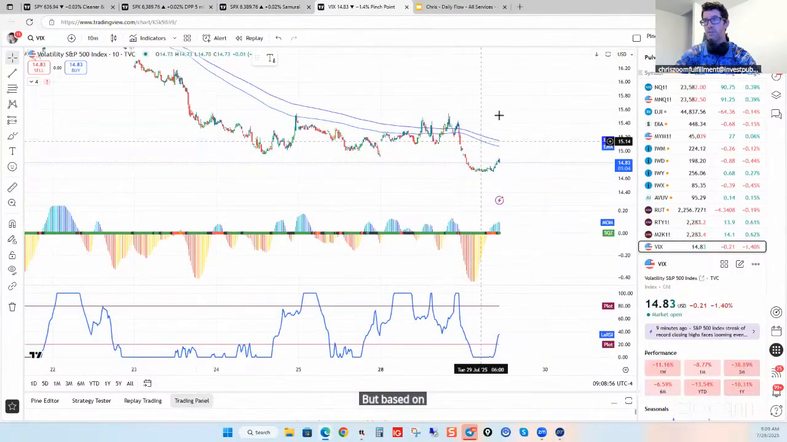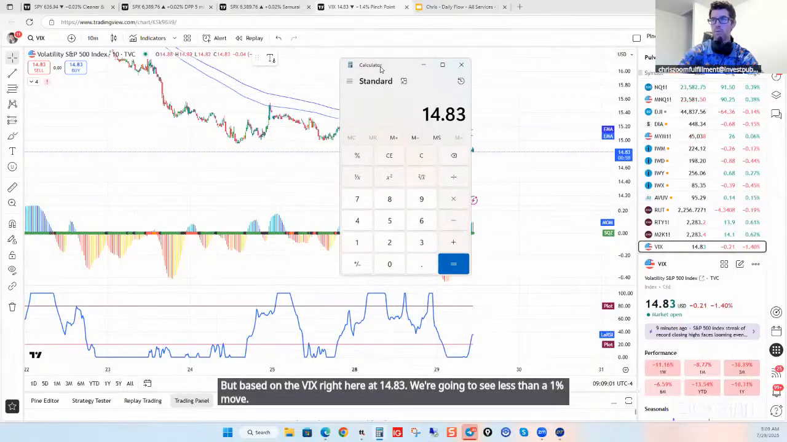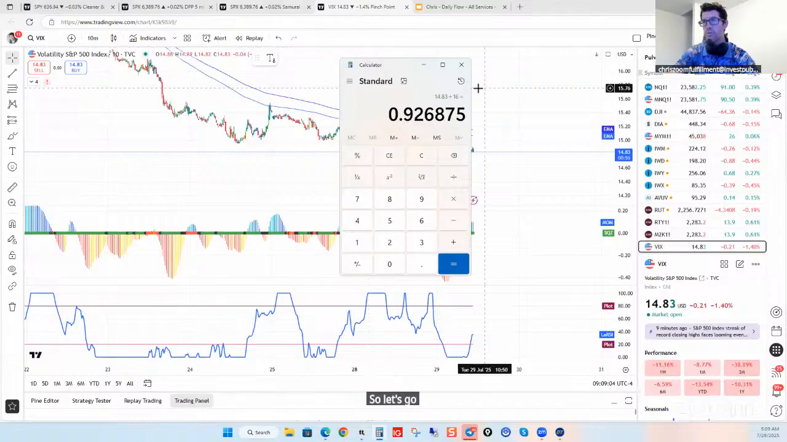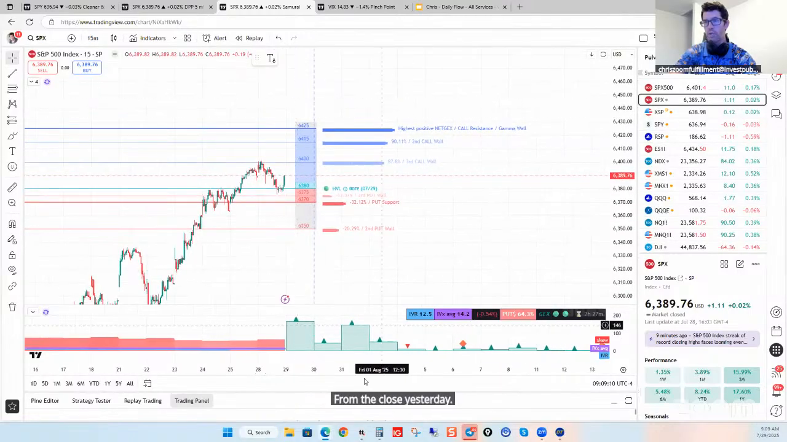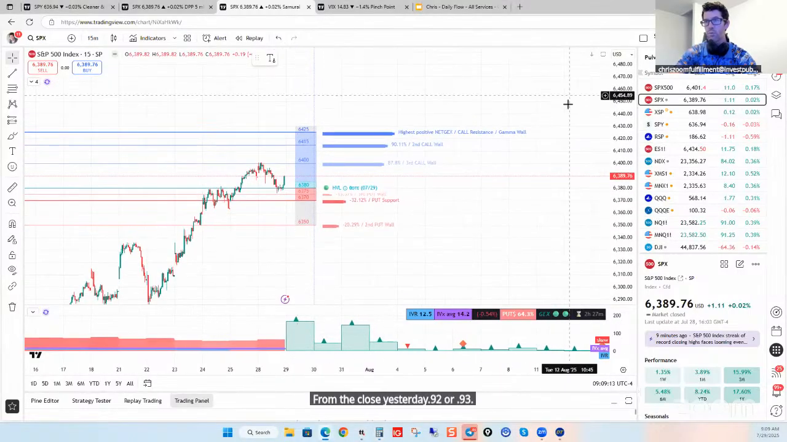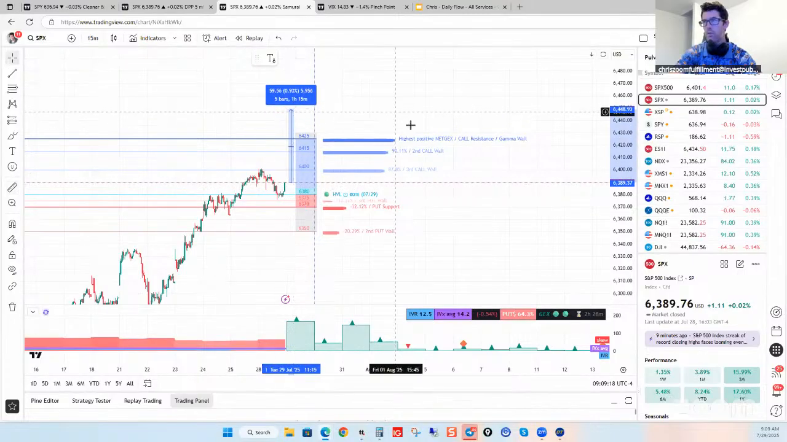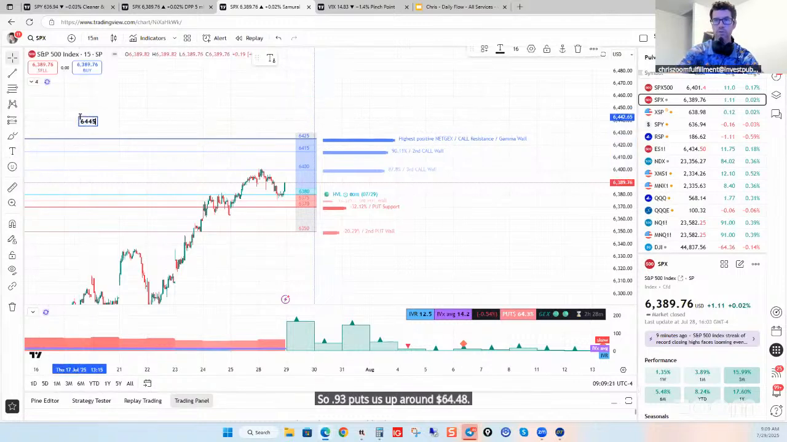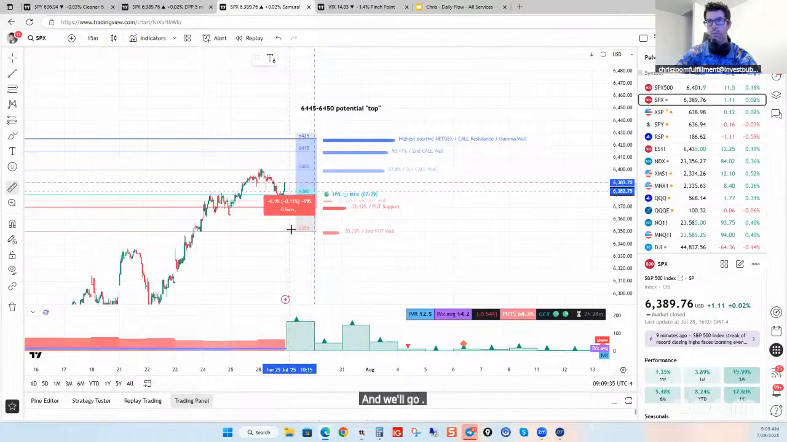But based on the VIX right here at 14.83, we're going to see less than a 1% move. So let's go 0.92 to 0.93%. I'm going to plot from the close yesterday, 0.93. So 0.93 puts us up around 64.48, so 64.45 to 64.50. Potential top area. And we'll go 0.93 from here.